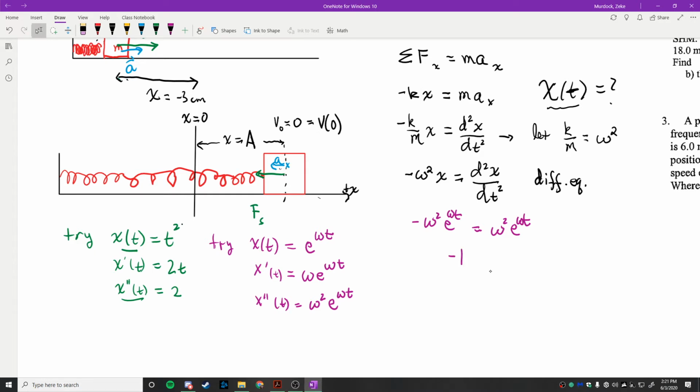But unfortunately our equation now says negative 1 is equal to 1, and we know that's not true. We know this doesn't work, right? So what else could we do to get this to work? You guys see a trig function? Yeah, why a trig function? What made you think that?